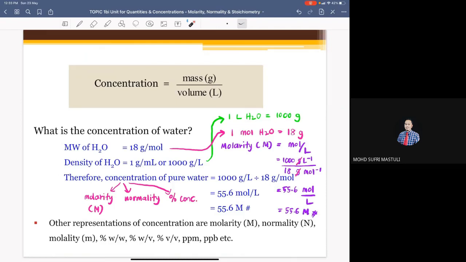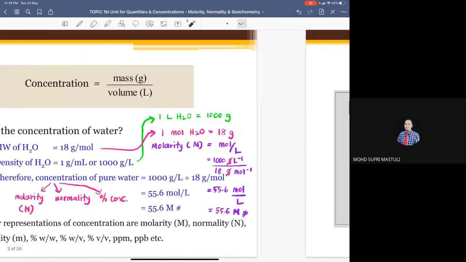As I mentioned just now, the concentration of the solution can be expressed in many ways. It can be expressed in molarity, normality, molality, percentage concentration, ppm, and also ppb. In this video, we will focus on molarity, normality, and also molality. The percentage concentration, ppm, and ppb will be covered in another video.